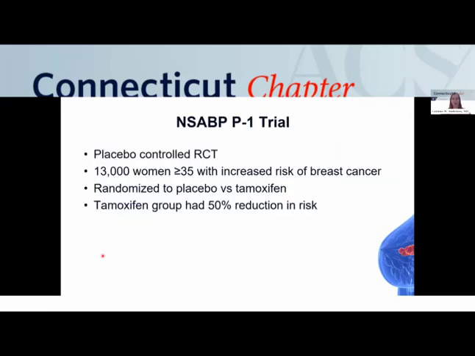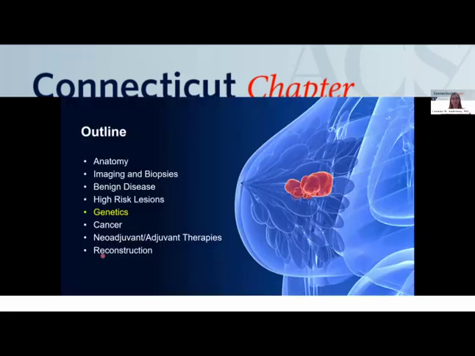As a reminder, tamoxifen was validated initially with the NSABP P1 trial, a placebo-controlled randomized controlled trial where women with an increased risk of breast cancer were randomized to 5 years of placebo or tamoxifen, and the tamoxifen group had a 50% reduction in risk.